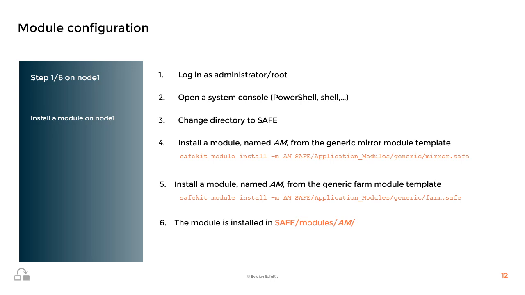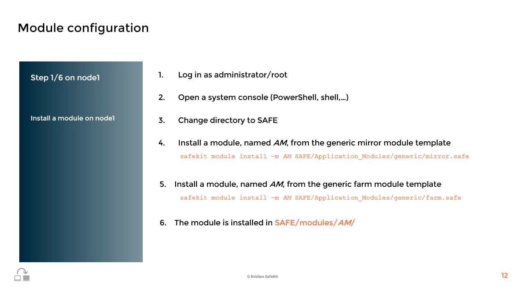Secondly, open a PowerShell, a shell, or any other command line interface that you are comfortable with. Thirdly, navigate to the root directory of safekit where the safekit command is located. Fourthly, with the safekit module install command, install a mirror module named AM from the generic mirror.safe template. Instead of AM, you can choose the name that best suits you to identify your module.